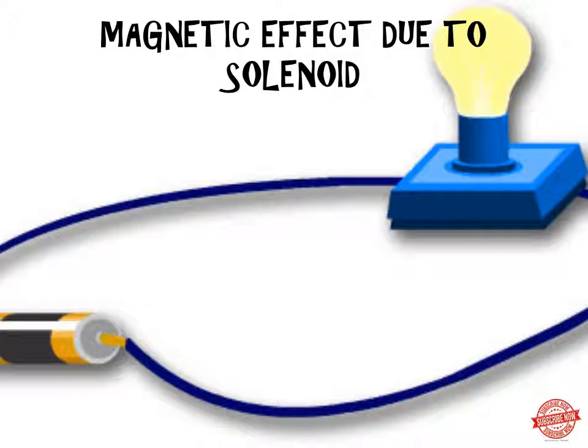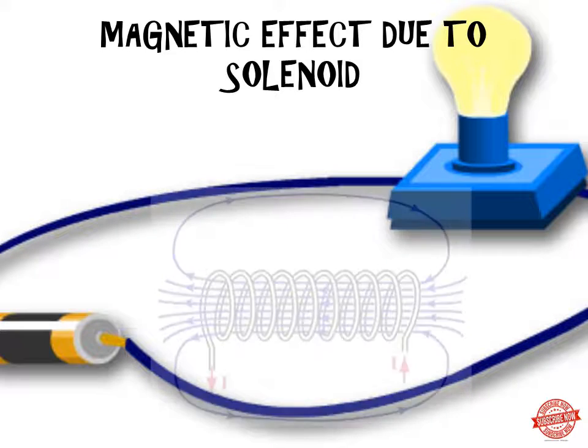The magnetism developed is not permanent. The coil only temporarily becomes a magnet. The magnetism disappears when you switch off the electric current in the wire. The magnetic field produced is very similar to the magnetic field around a bar magnet.